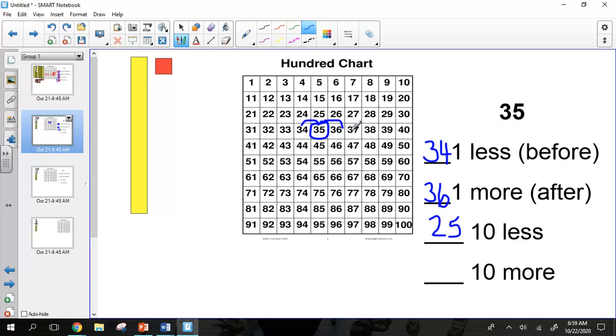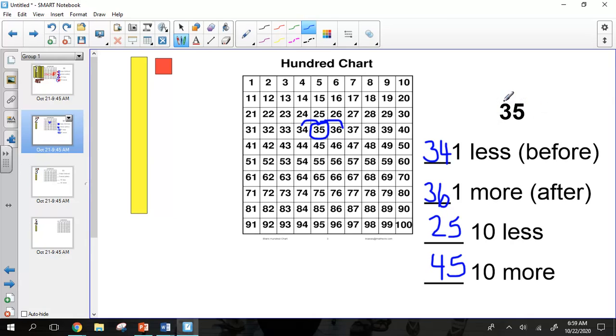Now look at the next one, 10 more. So just like we counted 1, 2, 3, 4, 5, 6, 7, 8, 9, 10, I land one below that because that ticks off 10 spots. So from 35, 10 more is 45. All right, so mentally, we could think about this right here. One number less, I know 5 goes down to 4, so it's 34. One more. If I add 1 to 5, that's a 6, it's 36.